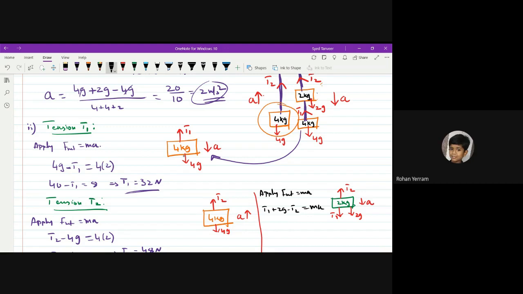Sir, if it acts in both ways, then why do we only take it away from the block in the FBD? Because tension cannot push blocks, it can only pull blocks. If this is the 2 kg block, this is the string, tension T1 cannot act on it in this direction. You cannot push an object by tying a string to it. You can only pull it. So tension always pulls.